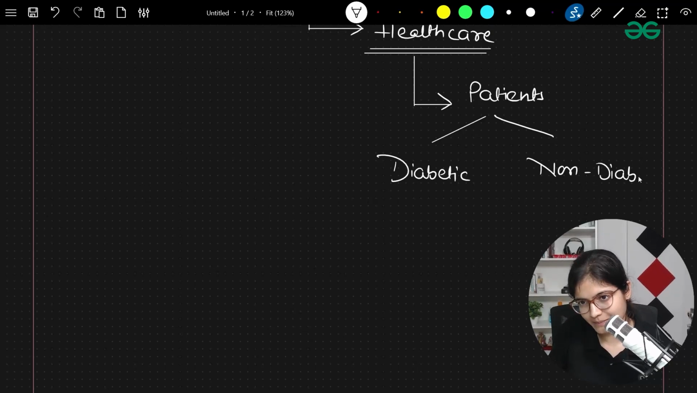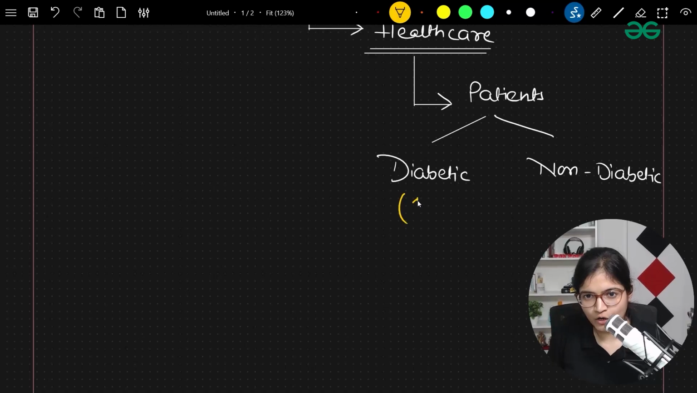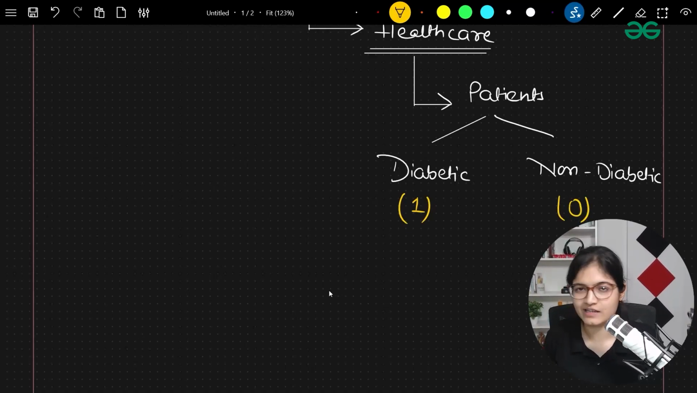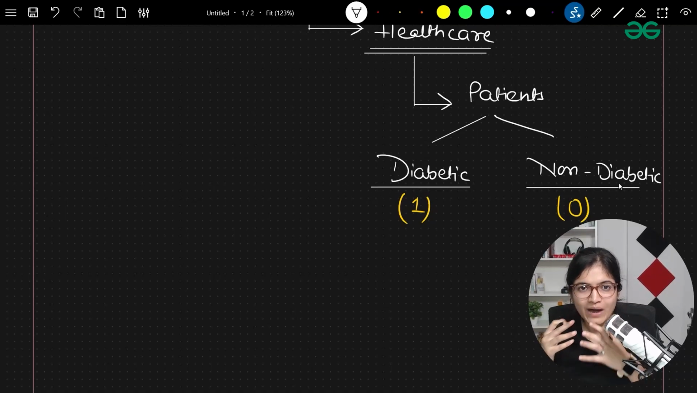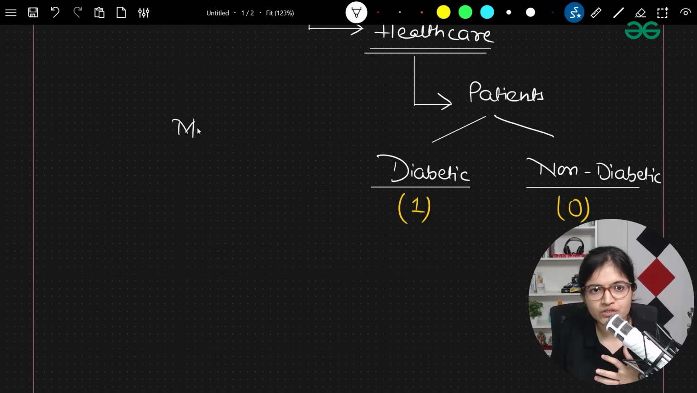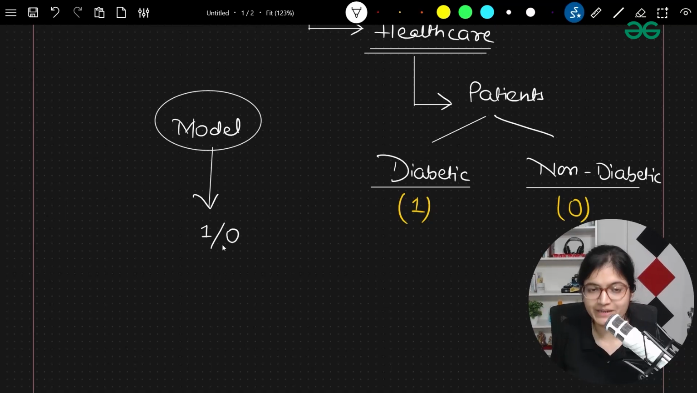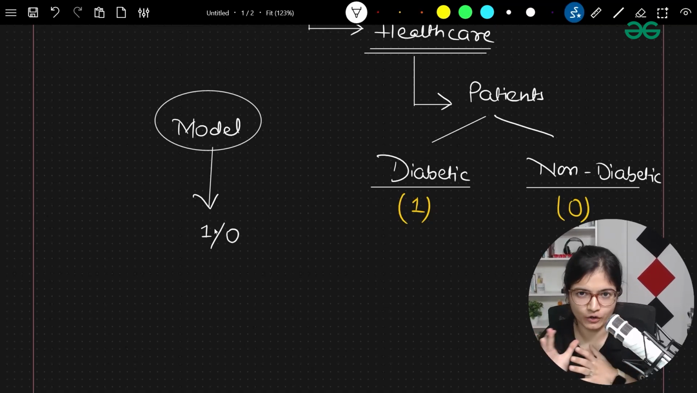Listen to my problem statement very carefully, okay? When I say diabetic, it means it belongs to class 1. When I say non-diabetic, it means it belongs to class 0. Okay? Now, what is the problem statement? Obviously, you have to design a model which gives me a prediction, right? Which gives me the output, whether it is 1 or 0, meaning whether the patient will be diabetic or not.